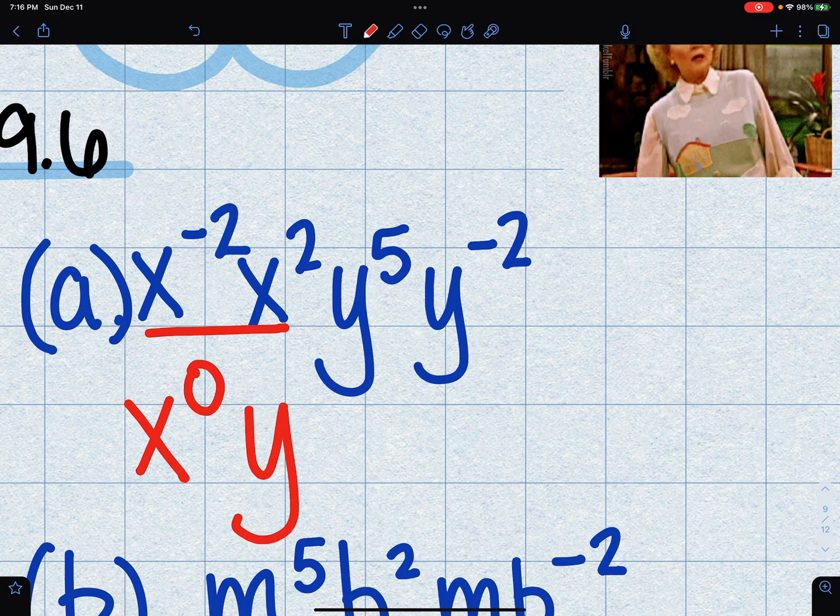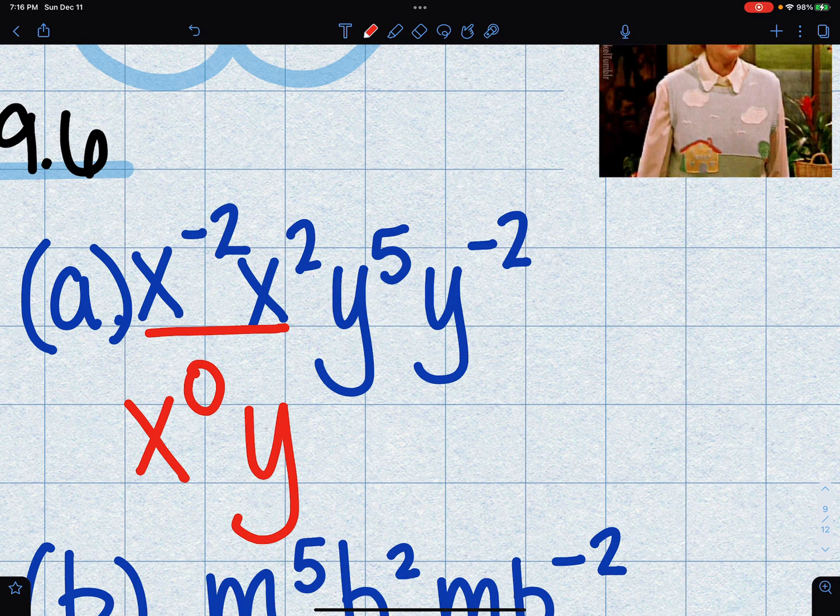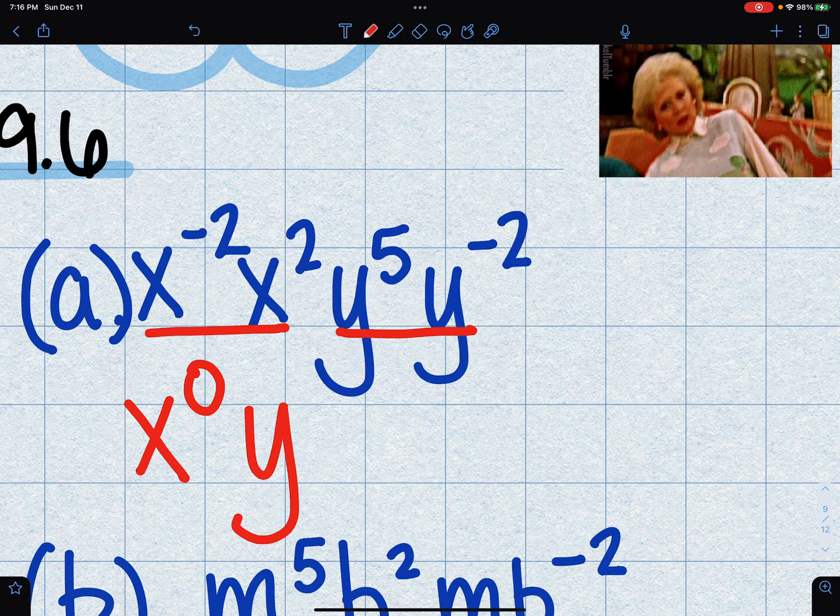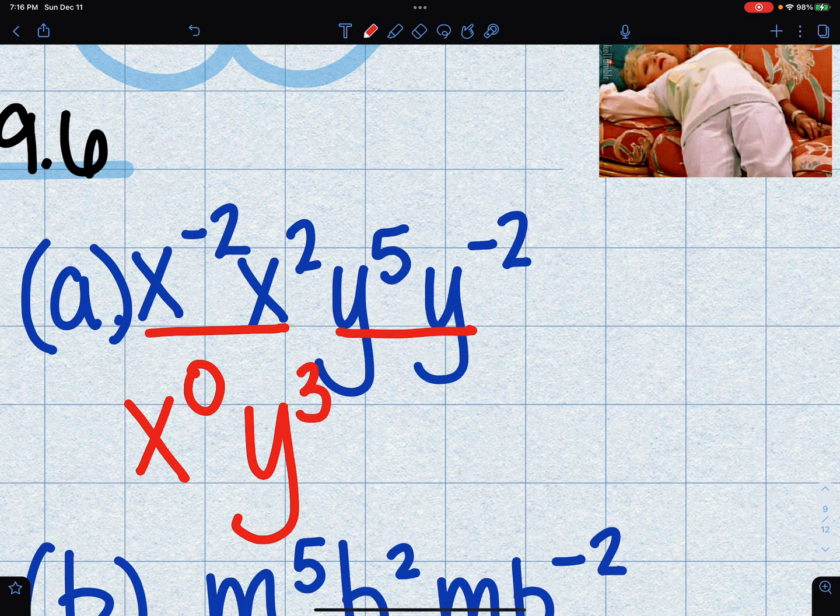Because -2 plus 2 is 0. Let's do the y's. So I've got the y's here. I've got 5 y's, and then I've got -2 y's. So I end up with 3 y's.